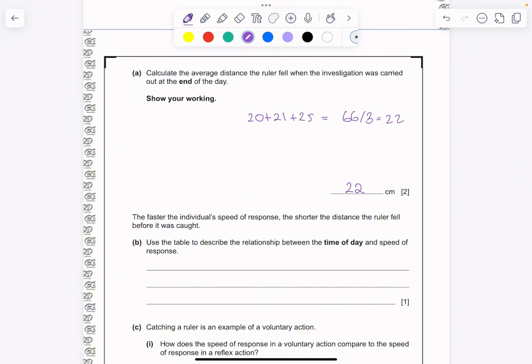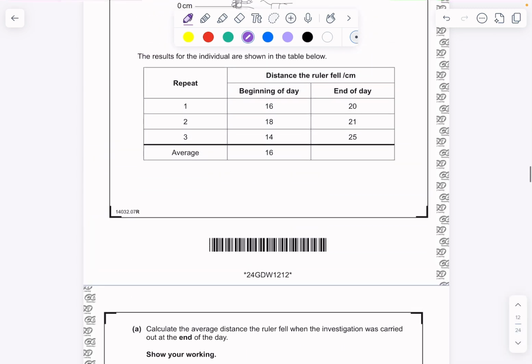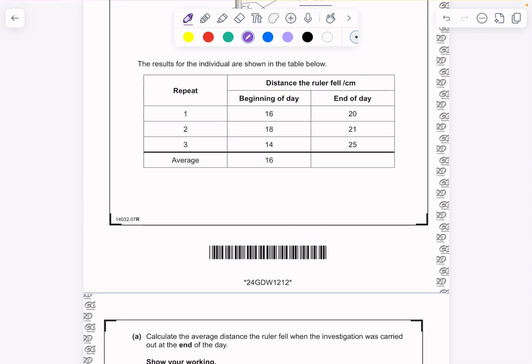The faster the individual's speed of response, the shorter the distance the ruler fell before it was caught. Use the table to describe the relationship between the time of day and the speed of response. So we just mentioned that earlier. The later the day it was, the slower the response was. Whereas you could even do it the other way. You could say at the beginning of the day, the faster the response was.